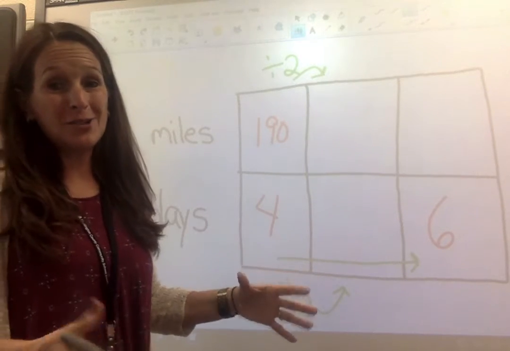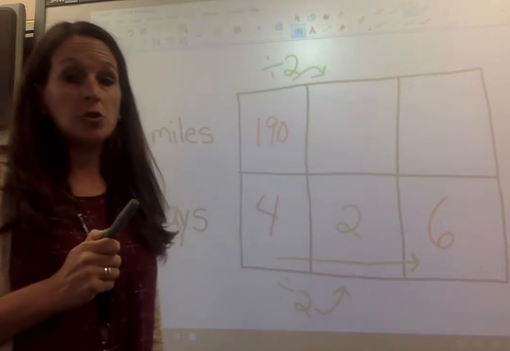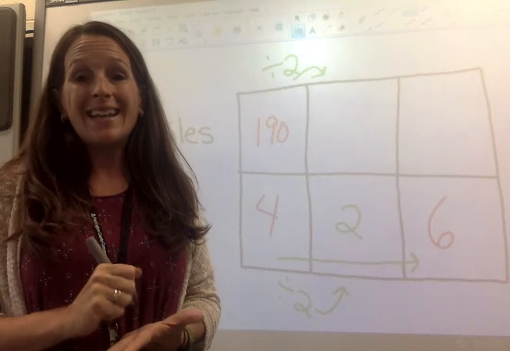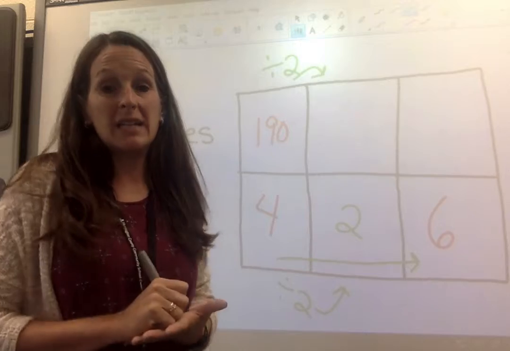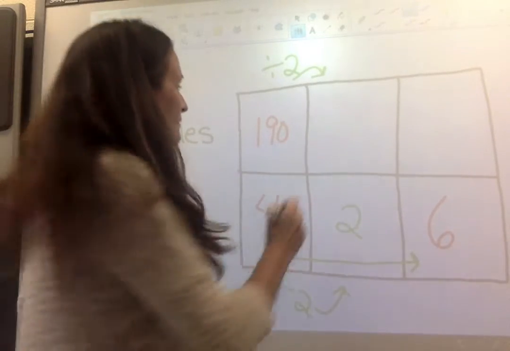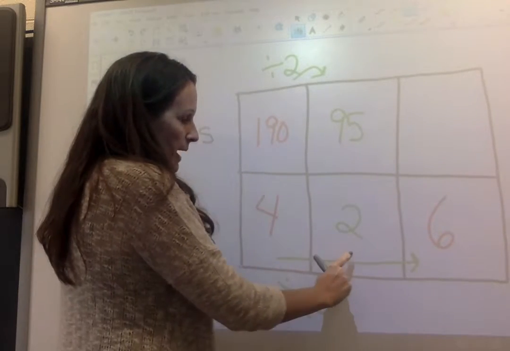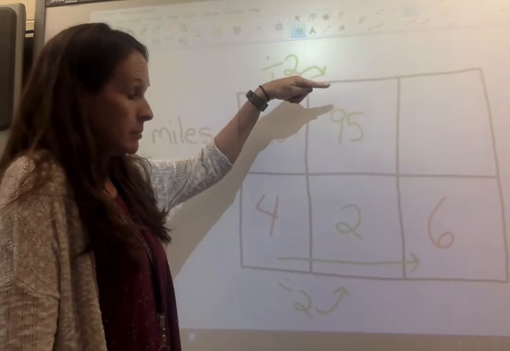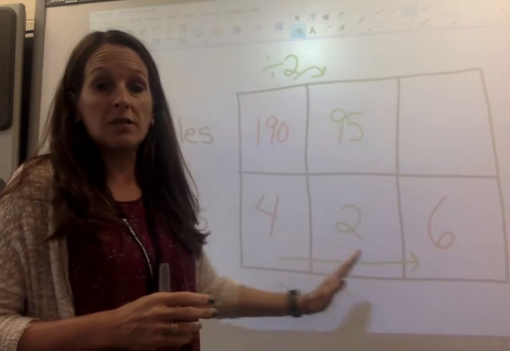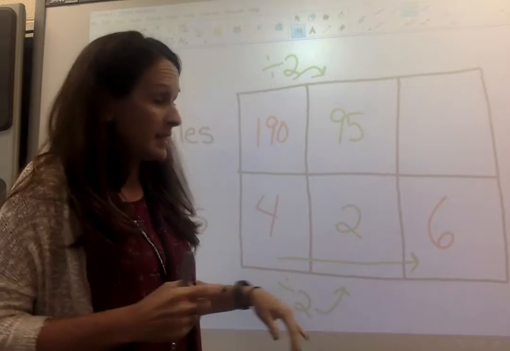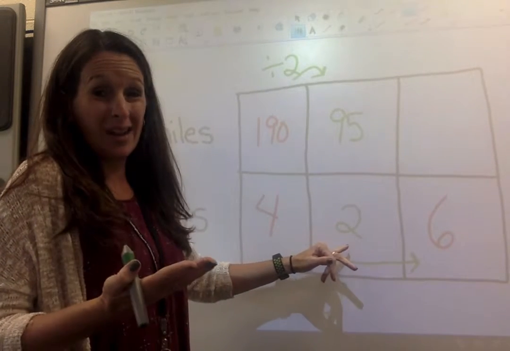So 4 divided by 2, that's an easy one. 4 divided by 2 is 2. You might need to use your calculator to figure out 190 divided by 2. I'm going to do the math for you today. 190 divided by 2 is 95. So let's write that down. I did the same thing to the bottom that I did to the top. Remember, there's only 2 things we could be doing on this table. I'm either multiplying or dividing. Okay, so that kind of narrows it down. Because my number is getting smaller, I know that I divided.